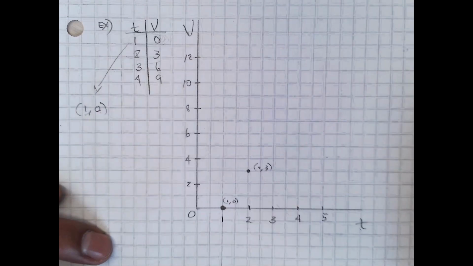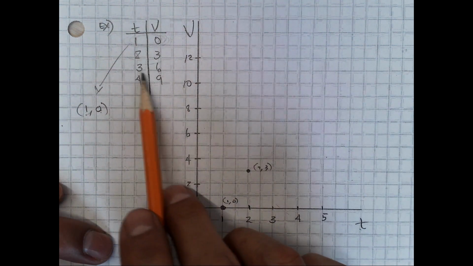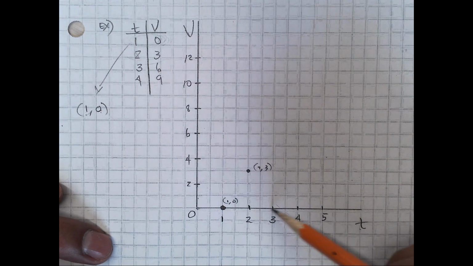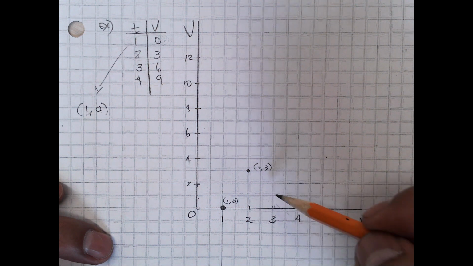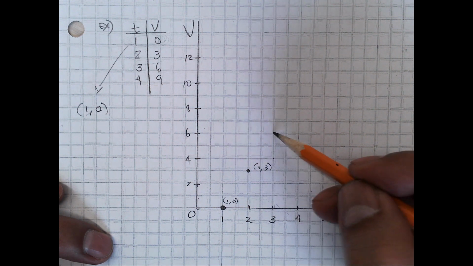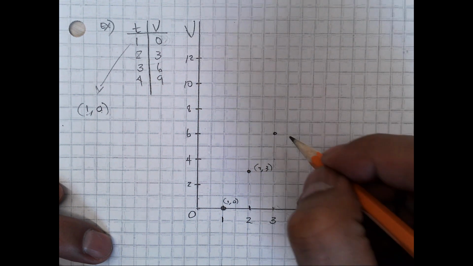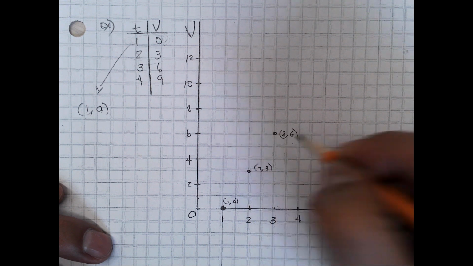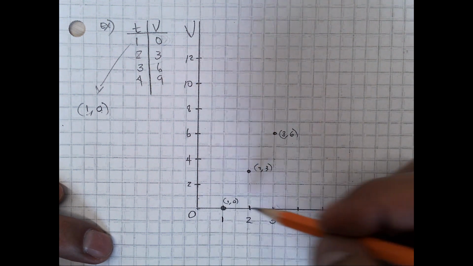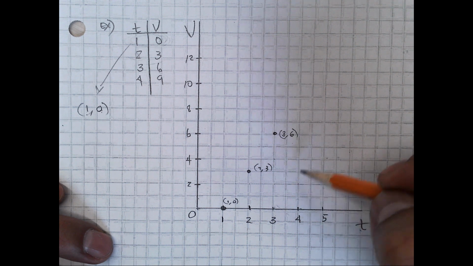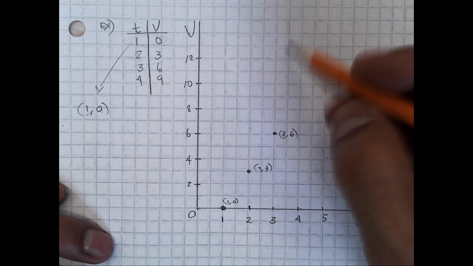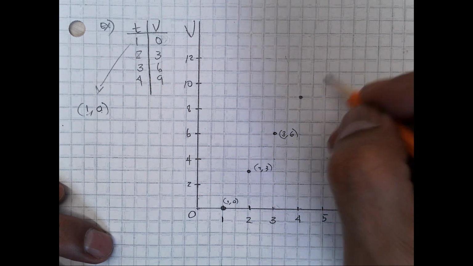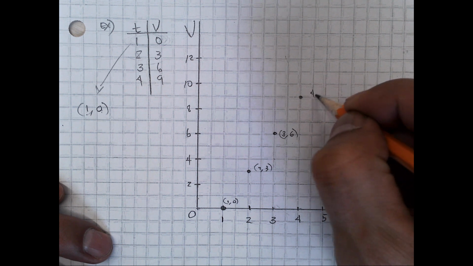Okay, and you keep going, and so on. 3 and 6: 3 on the t value, 6 on the y, 2, 4, 6. This will be 3 and 6. And finally, 4 and 9: 4 on the t, and 9 on the y-axis would be right here. Okay?